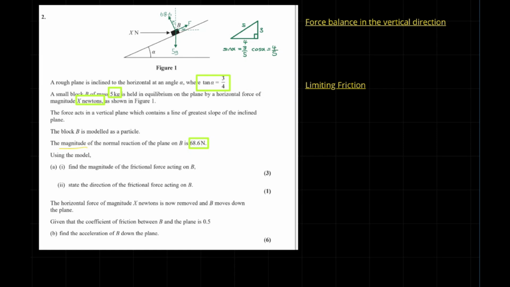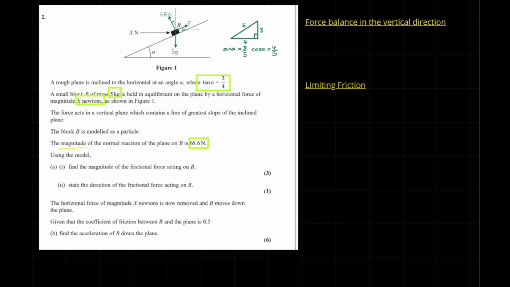The first piece of information then is that tan alpha is 3/4, and in order to get sine alpha and cos alpha, I've drawn myself a little 3, 4, 5 triangle from Pythagoras and used trigonometry to find sine alpha and cos alpha. I've also marked on the 5 kilograms, which gives a force of 5g, and I've shown the 68.6 newtons, which is a normal reaction force. The x newtons is already shown on the diagram.